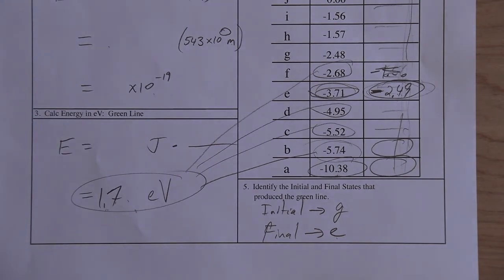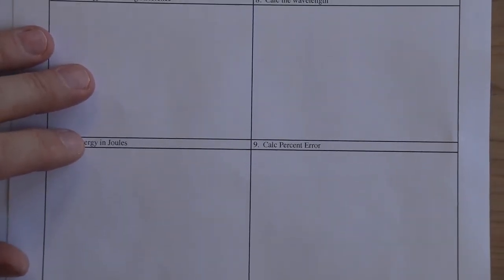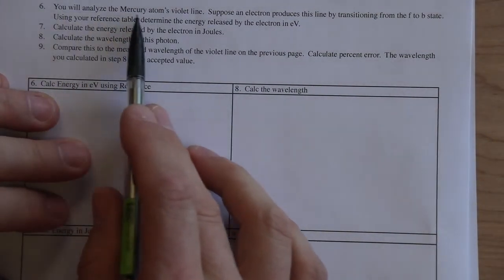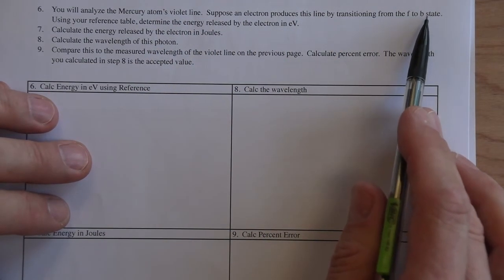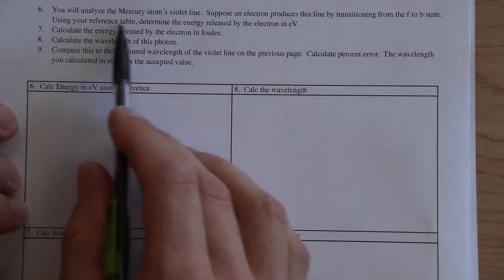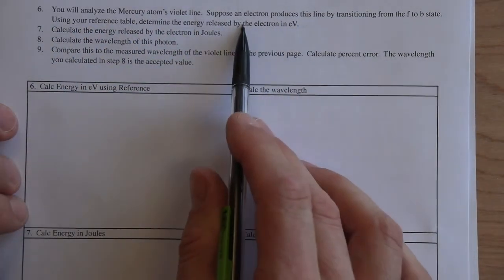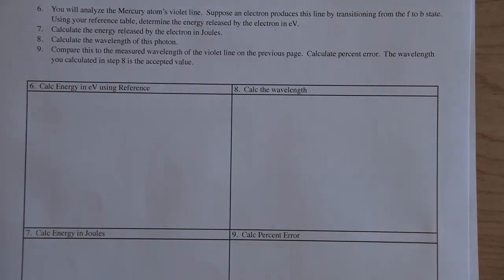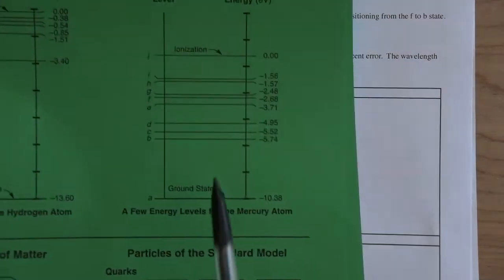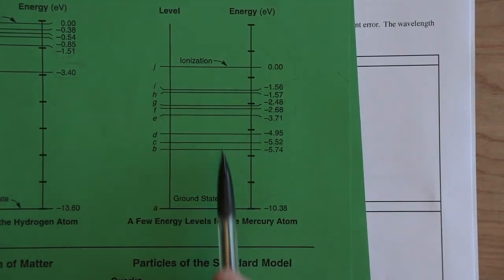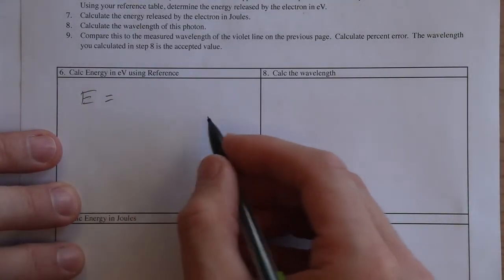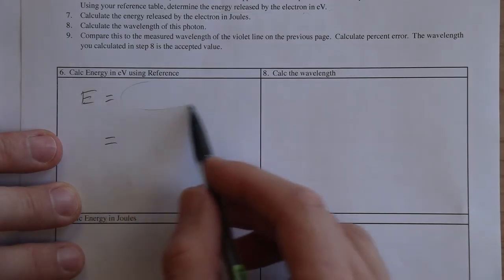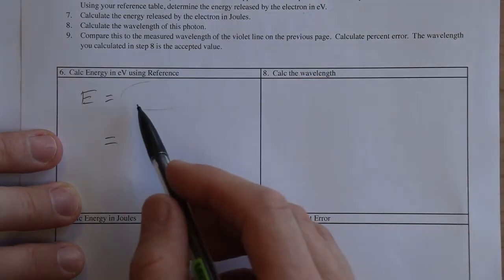Okay, moving on. So the next thing we're going to do is we're going to do a calculation. Here, we will analyze Mercury atom's violet line. Suppose an electron produces this line by transitioning from F to the B state. Using your reference table, determine the energy released by the electron in electron volts. So what we do is we look up the F and the B state energies on the reference table. We get those numbers, and then we're going to calculate the energy of the violet line from those two numbers.